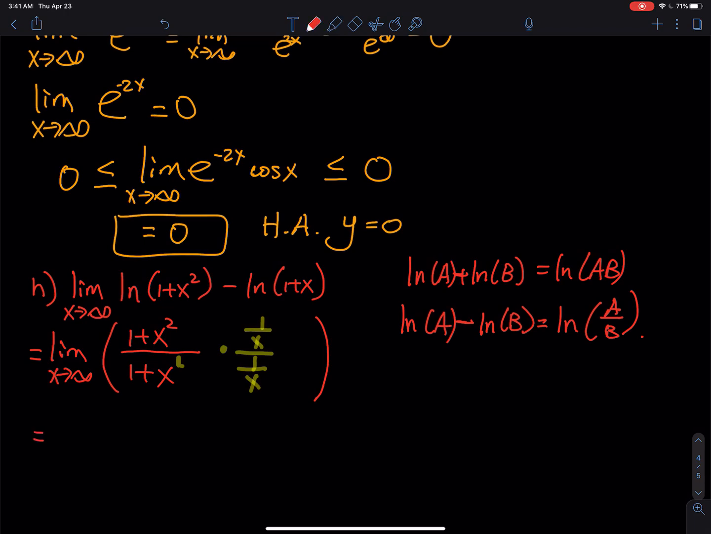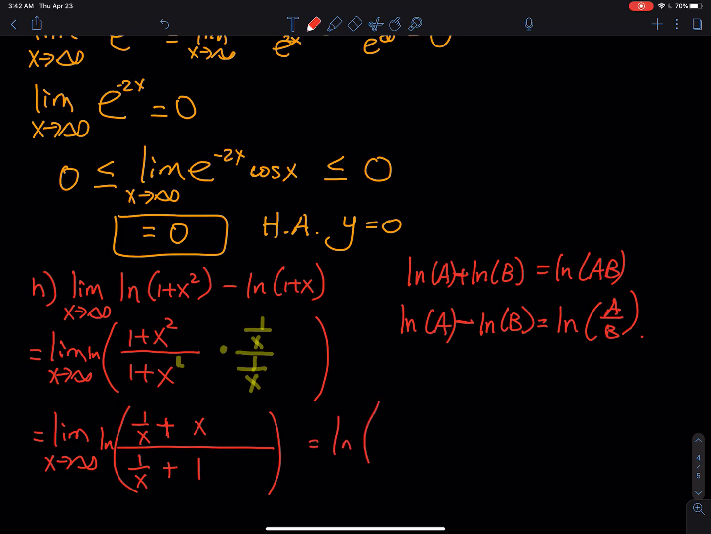And then we have the limit as x approaches infinity. Okay, 1 divided by x squared divided by x is 1 over x, right? x is just x. And then 1 divided by x divided by x is 1. So as x approaches infinity, oh, I totally forgot the ln. As x approaches infinity, we have ln of 1 over infinity plus infinity, and then 1 over infinity plus 1. So overall, we have ln of infinity divided by 1, which is ln infinity.